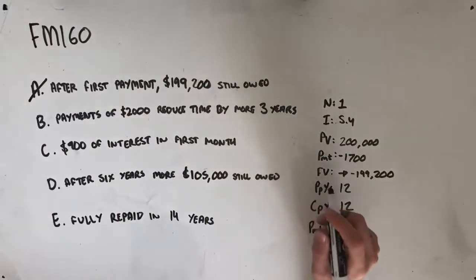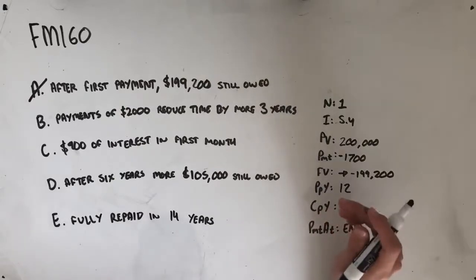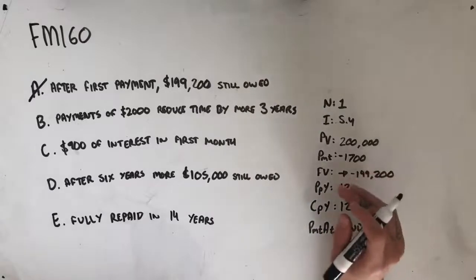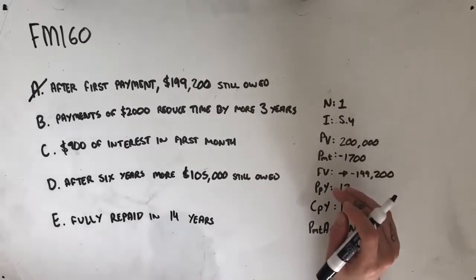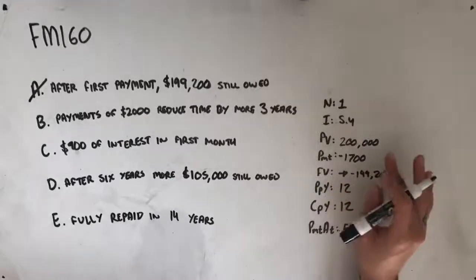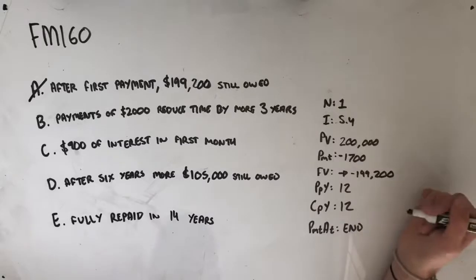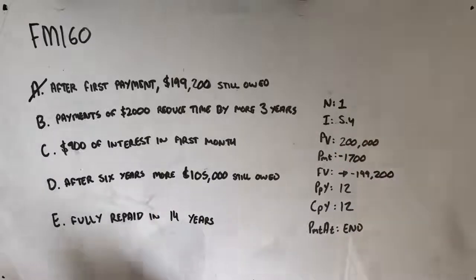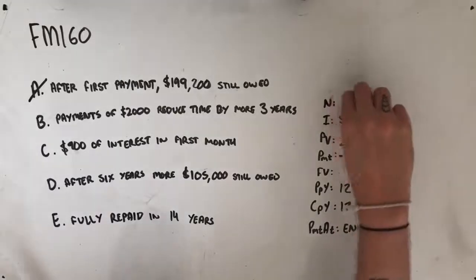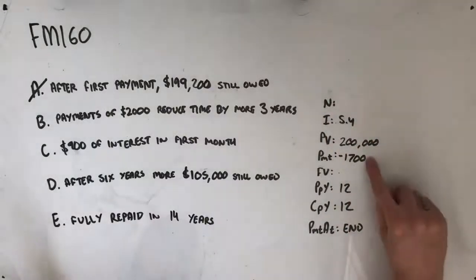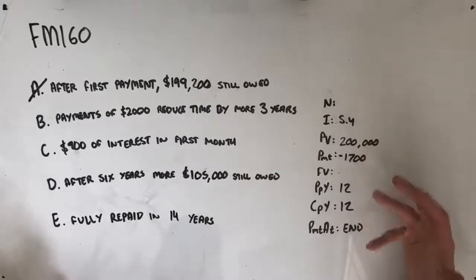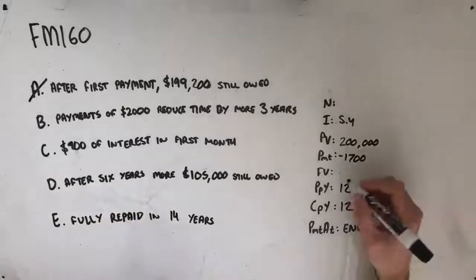B. B says that payments of $2,000 will reduce the time, or actually I should read it from the book. Payments of $2,000 rather than $1,700 per month will reduce the time to repay the loan fully by more than 3 years. So there's a couple of elements to this. We want to know, at the moment, given our current conditions, how long is it going to take for us to repay this loan? And then if we change the payments from $1,700 to $2,000, will that reduce the time to repay by more than 3 years?